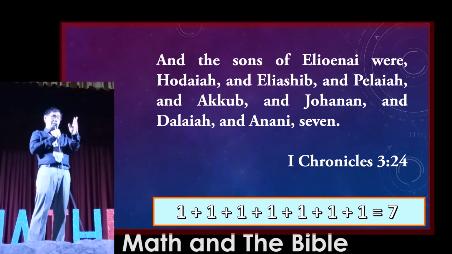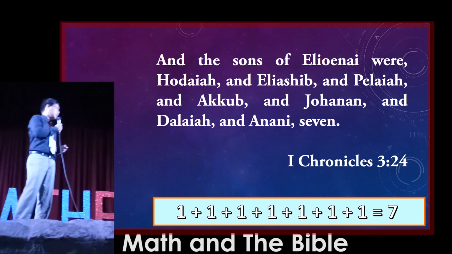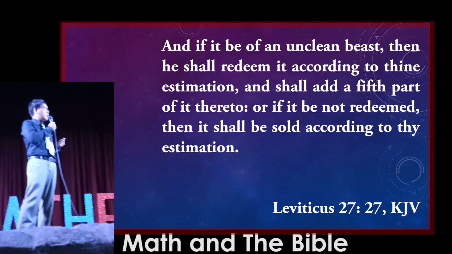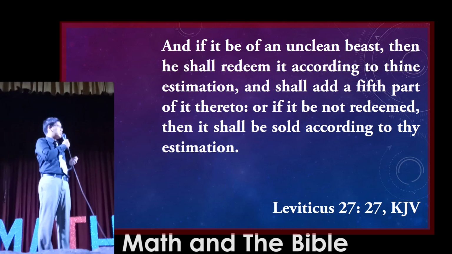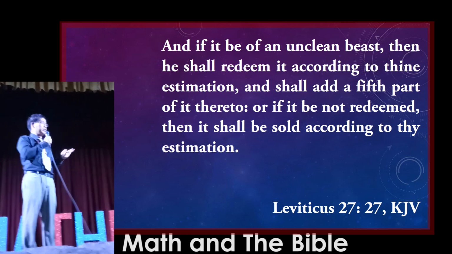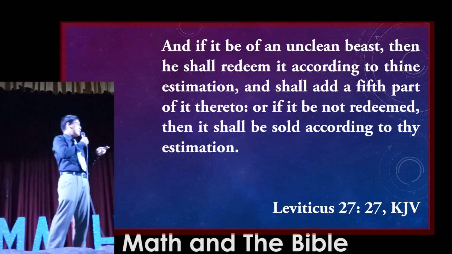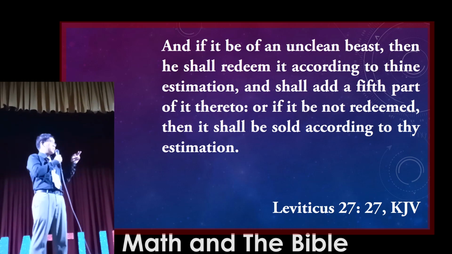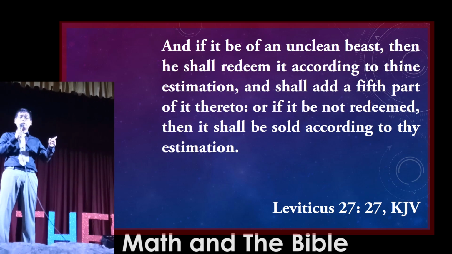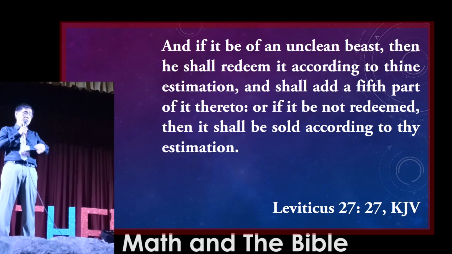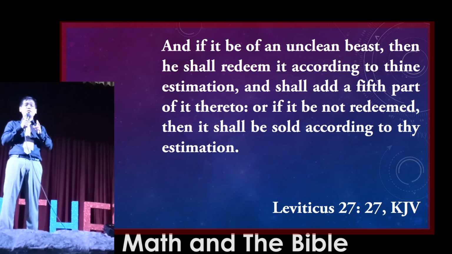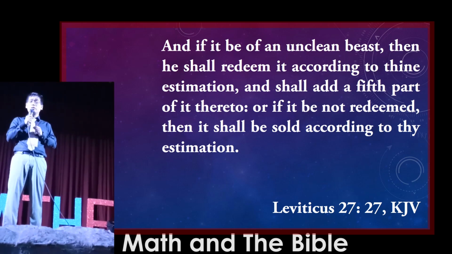Okay? To complete the four, let us have Leviticus chapter 27, verse 27 of the King James Version. And if it be of an unclean beast, then he shall redeem it according to thine estimation, and shall add a fifth part of it thereto. Or if it be not redeemed, then it shall be sold according to thy estimation. That's Leviticus chapter 27, verse 27. So we have here fraction. A fifth part of it. Fraction means division. So we have completed the four.